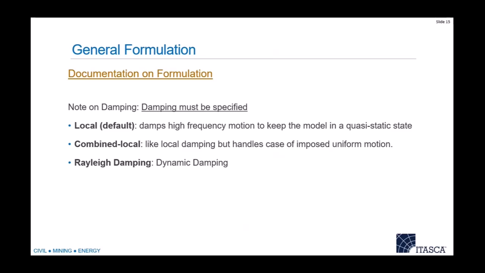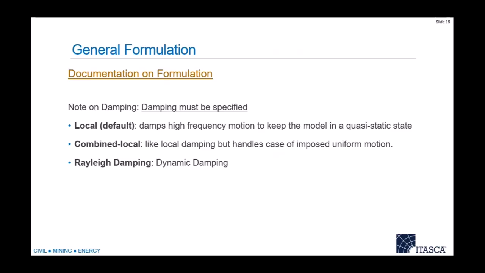Two options: local, the default, damps high frequency motion to keep the model in a quasi-static state. Combined local is like local damping, but handles cases of imposed uniform motion. Combined local damping is generally done when you're initializing your model, say under gravity. It's all moving down, the gravity force vector is moving it down. It will basically just converge faster. You could use local damping. That's totally fine. Rayleigh damping is specific to only dynamics.